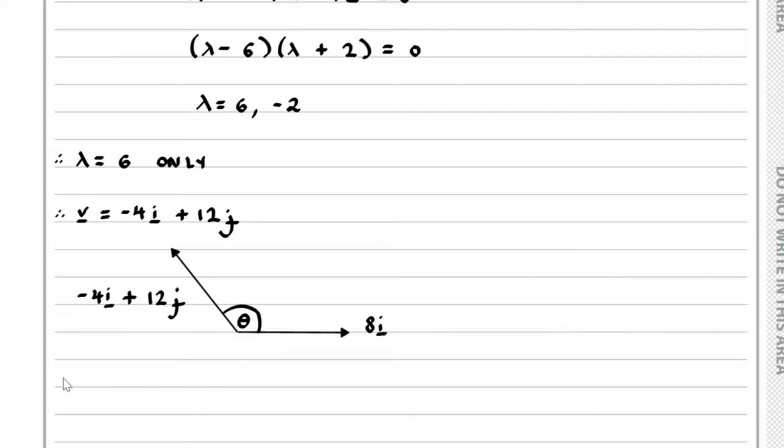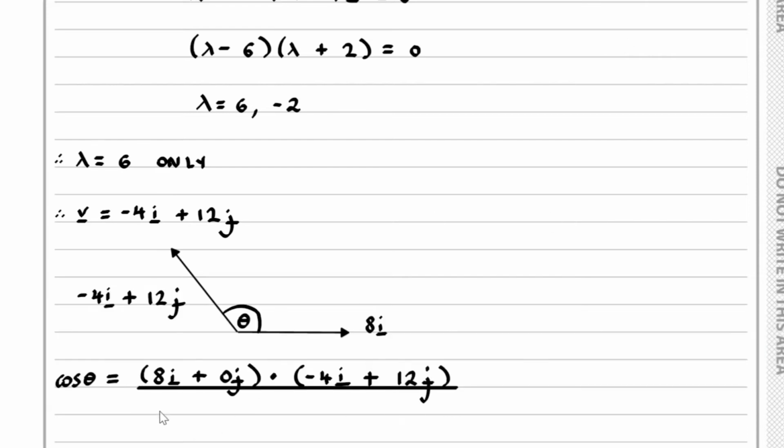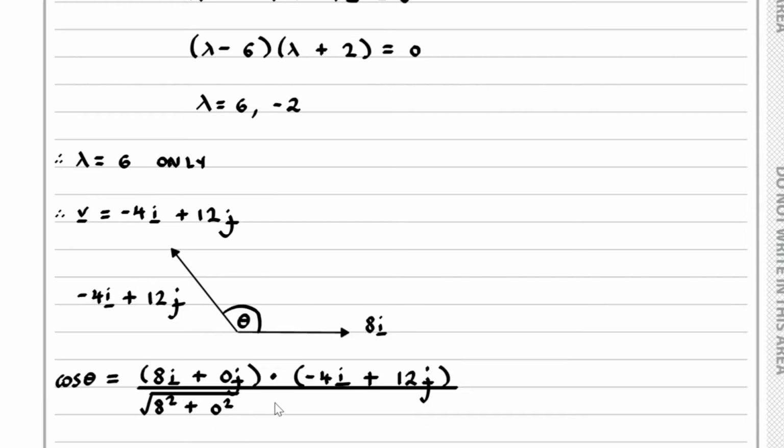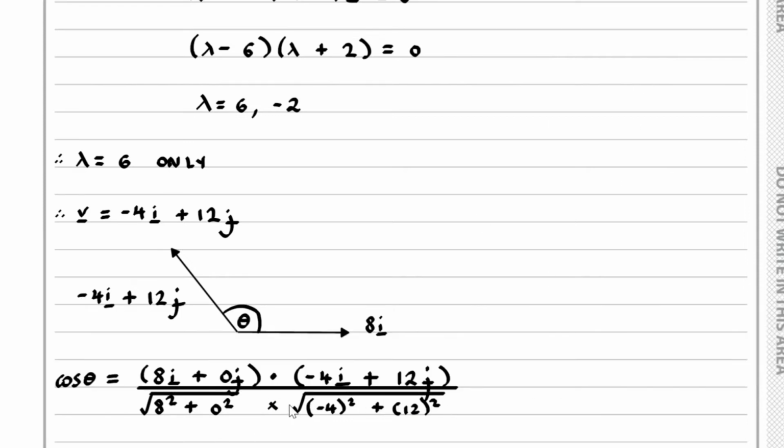So cos theta is equal to 8i, and I'm going to add on 0j just to make it slightly clear, dot with minus 4i plus 12j, and then I'm going to divide this by 8 squared plus 0 squared, square rooted, multiplied by minus 4 squared plus 12 squared, square rooted.